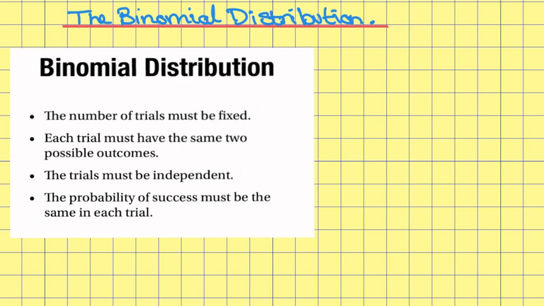The trials must be independent. That means each trial must not affect another trial. And the probability of success must be the same in each trial. So none of the probabilities must change. If a distribution or a scenario passes all 4 tests, you can use the binomial distribution. If only one of them does not apply, the binomial distribution cannot be used.